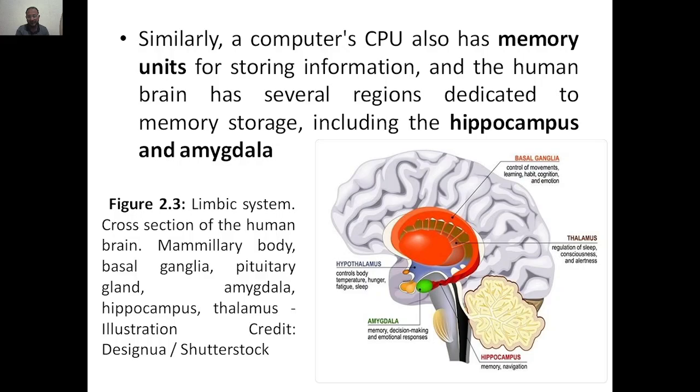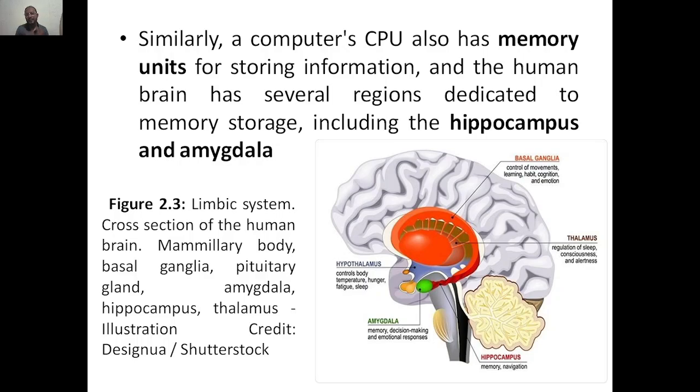Okay, so this is exactly how it looks like. So you can see here, the hypothalamus. This controls the body's temperature, hunger, fatigue, sleep. It remembers when you eat. For example, in the morning I didn't have breakfast, so the hypothalamus tells me that I have not had my breakfast, and my stomach will experience hunger. So that information is stored in the hypothalamus.